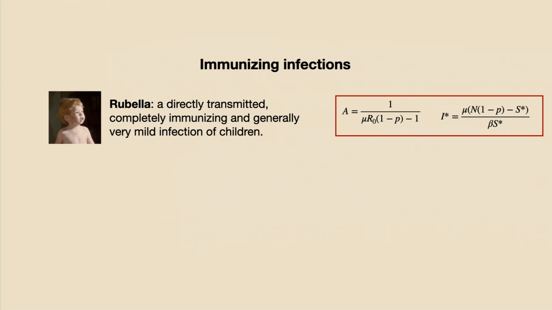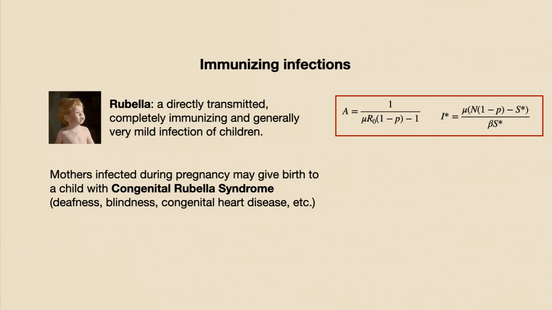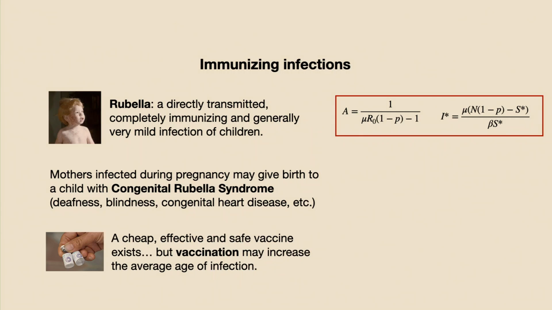And we wouldn't be talking about Rubella at all if it wasn't for the fact that mothers infected during pregnancy can give birth to a child with congenital Rubella syndrome. And this is very tragic. It's deafness, blindness, mental problems, heart defects. It's a really, really tragic and completely preventable outcome because we have a cheap, effective, and safe vaccine, easily combined with the measles vaccine. So why wouldn't we just use it? It's a safe vaccine. Why wouldn't we use it?